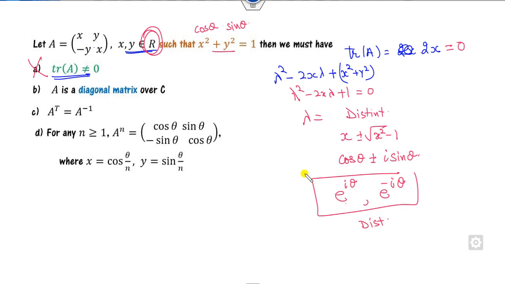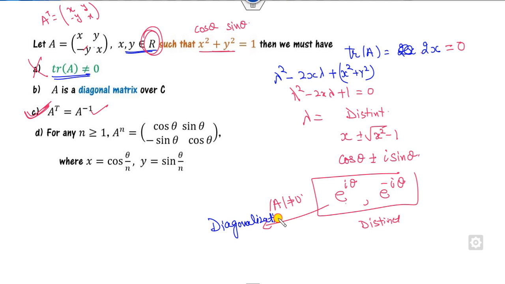So it means the determinant of A is non-zero, so A inverse exists. And you can see what the A transpose of this is: x, minus y, y and x, because x square plus y square is 1. So this option is correct. Because all are distinct eigenvalues. So if it is a distinct eigenvalue, what is the meaning of that? This matrix is diagonalizable.